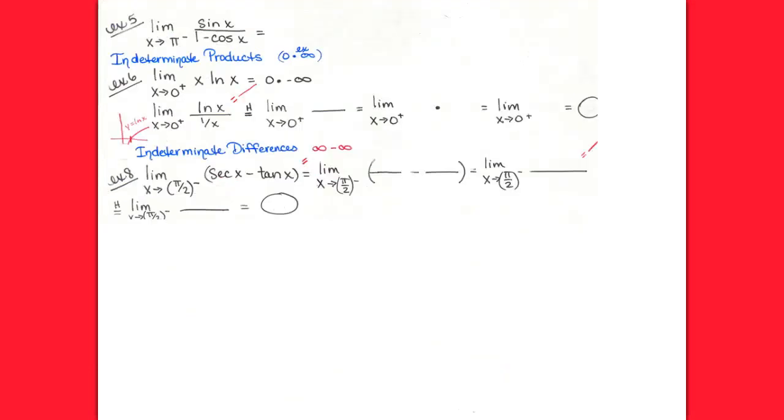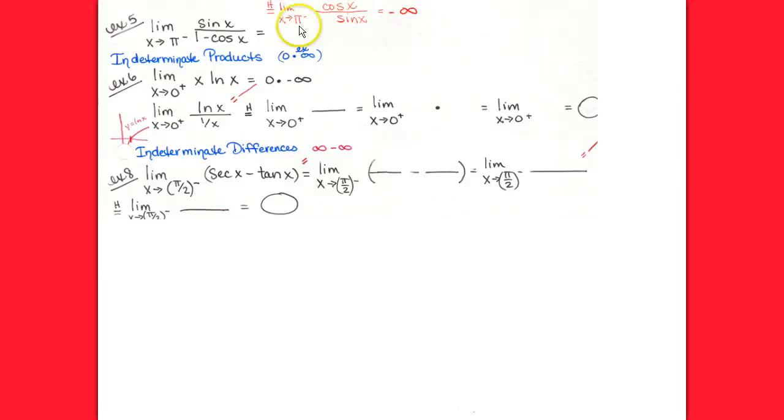All right, look at example 5. For example number 5, we've got the limit as x approaches pi from the left. All right, let's do L'Hopital. So the derivative of sine is cosine, and the derivative of 1 minus cosine would be sine, because it'd be 1 minus the negative sine, so it would be sine.